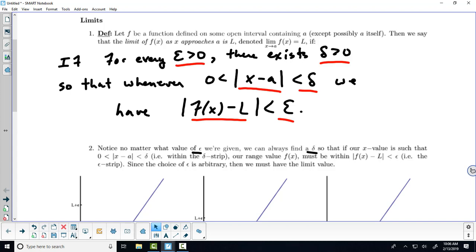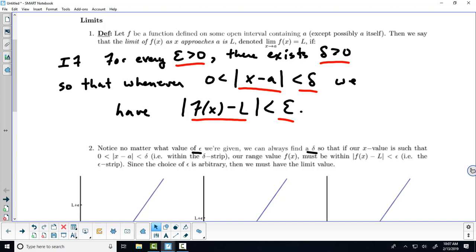I said this is a complicated definition. Hopefully you're seeing there's a very unique sequence to this. Somebody gives you a tolerance. You say, fine, as long as we satisfy this condition, we'll be within our tolerance.